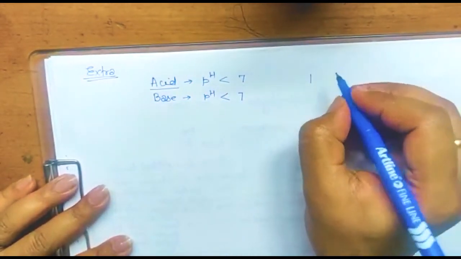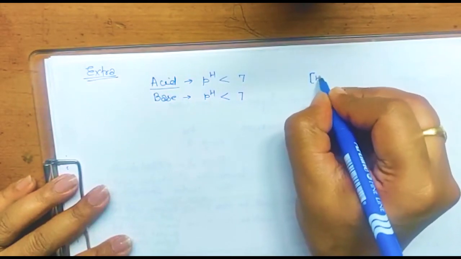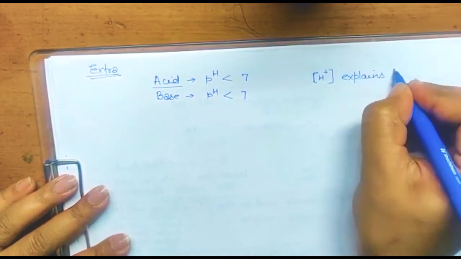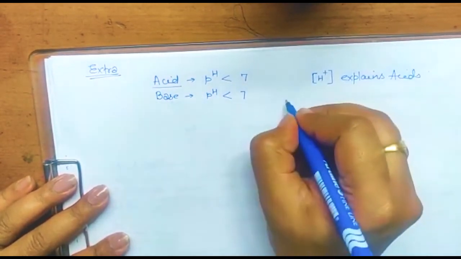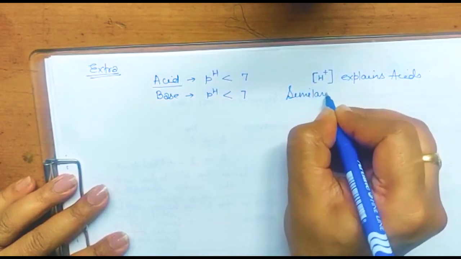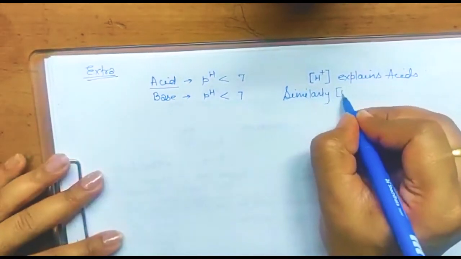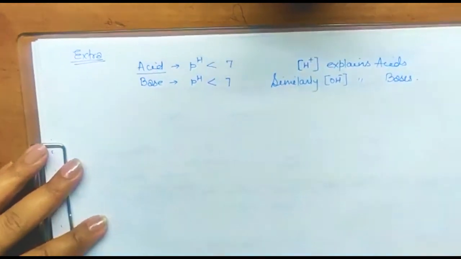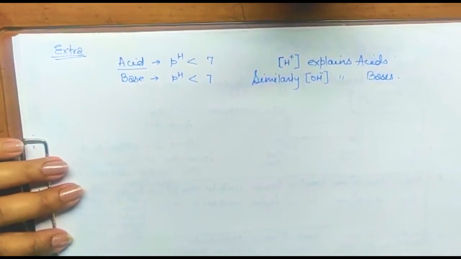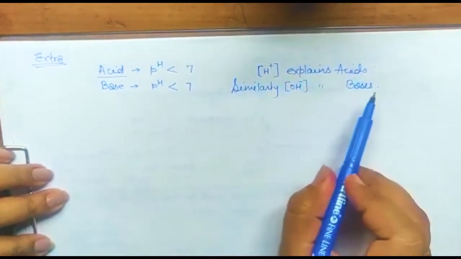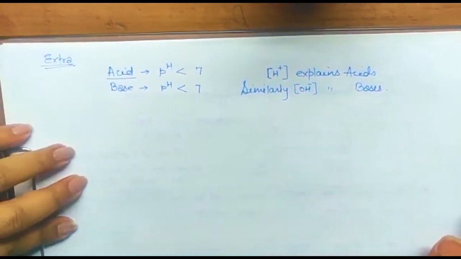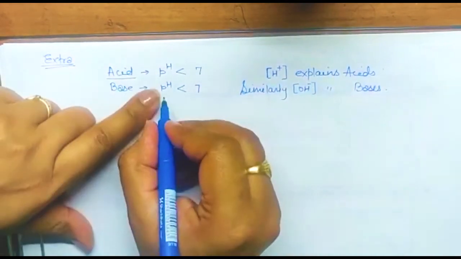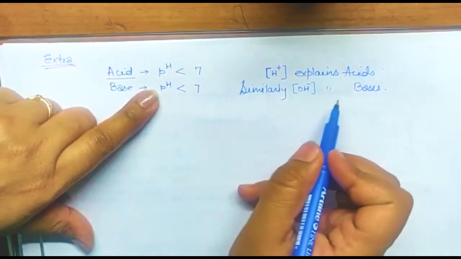So actually, H plus ion concentration explains acid. Yes. Similarly, OH minus ion explains base. Clear? Because we have studied in the definition that acids give H plus and bases give OH minus. So in a simple way we can say that if pH is less than 7, then it is acid, and if pH is greater than 7, then it is base.